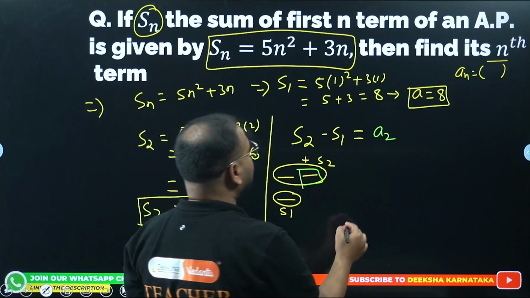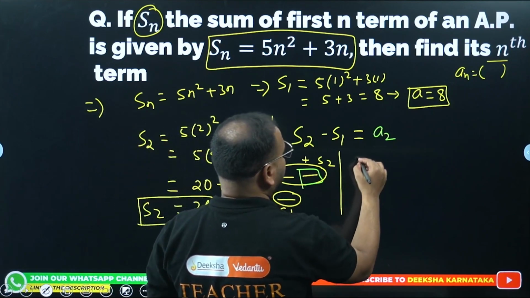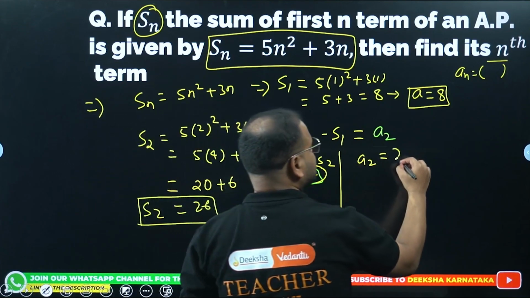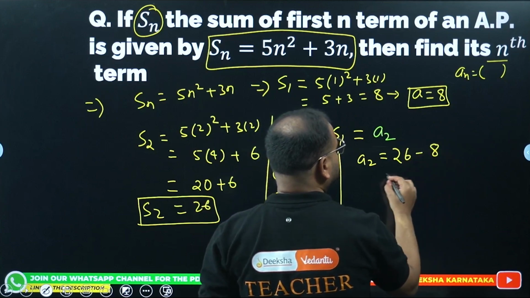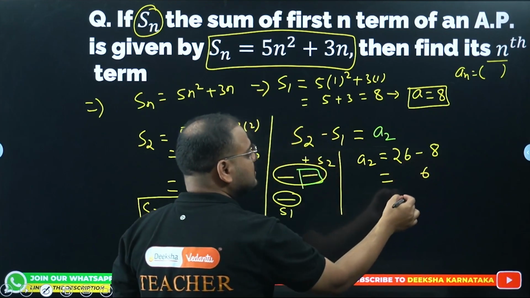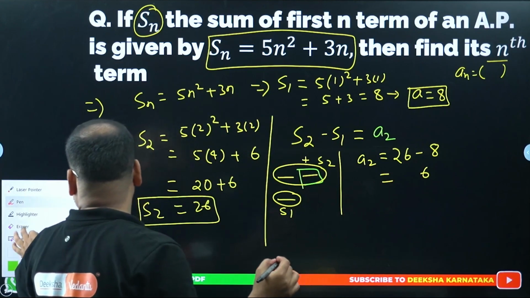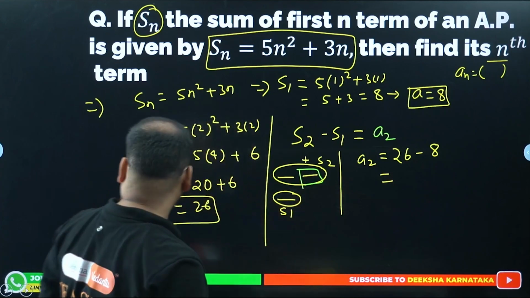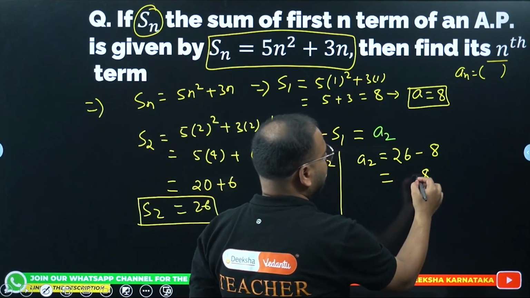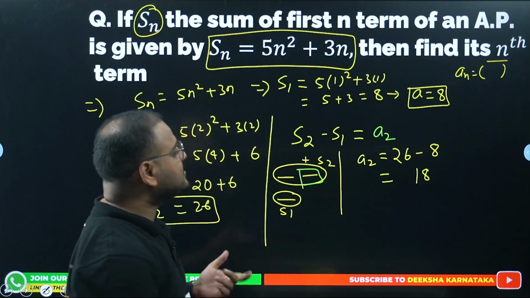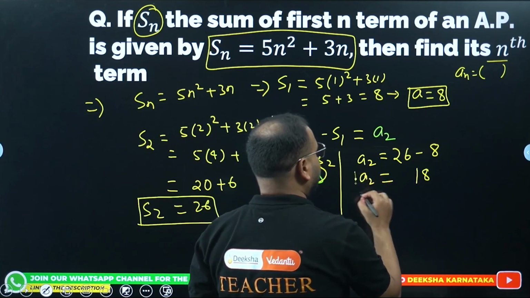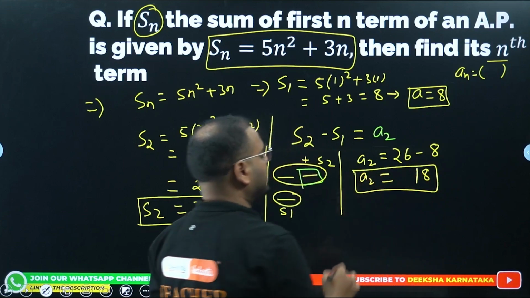So what is my A2 going to be? Find it out. S2 is how much? 26. So 26 minus 8. How much is that? 18 is my second term. Great. A2 is 18. Excellent.